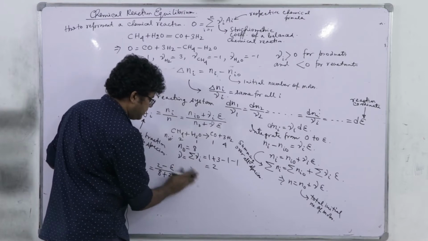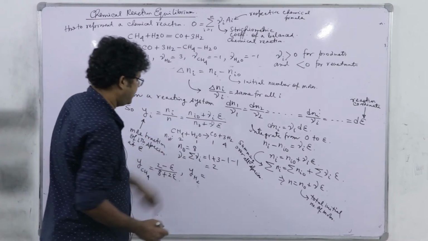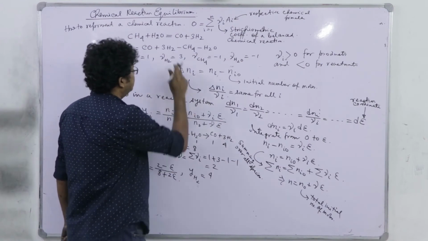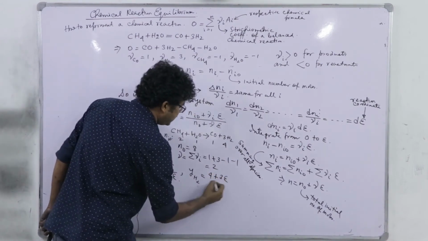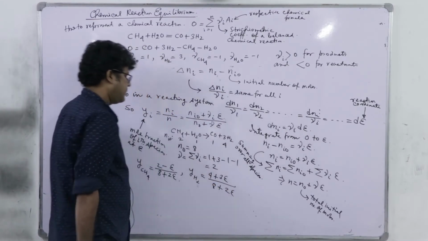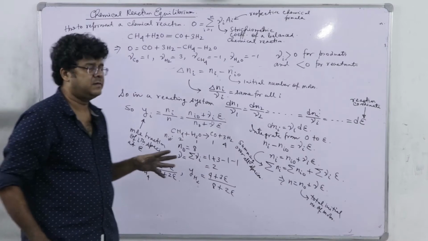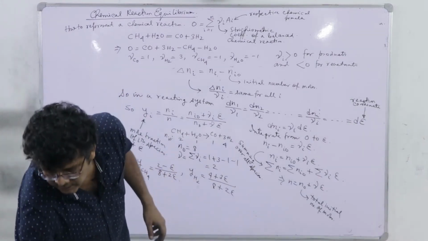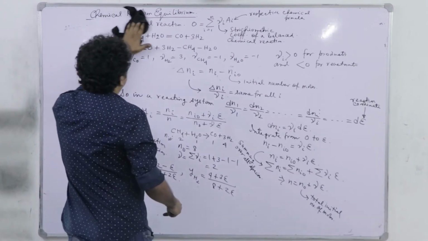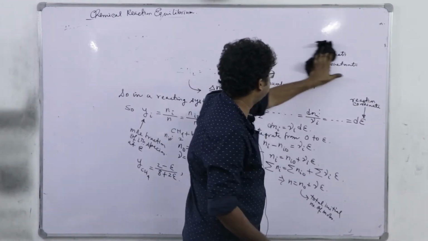Similarly, for hydrogen, yH2 is ni0, that's 4, then nu i into epsilon, nu for hydrogen is 3, so plus 3 into epsilon divided by this n0, which is 8, the denominator remains the same. So, in this way we can express the mole fraction of different participating species in a reacting system in terms of the respective reaction coordinate. So, once we are done with the representation style, next we have to go for thermodynamics.